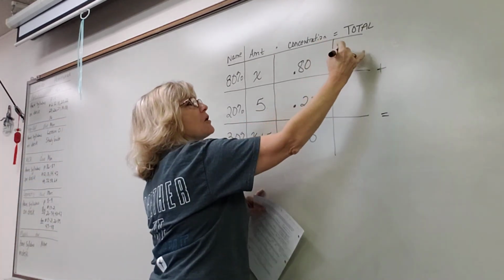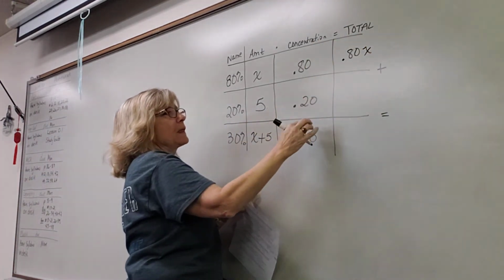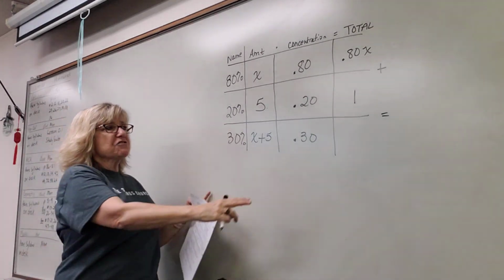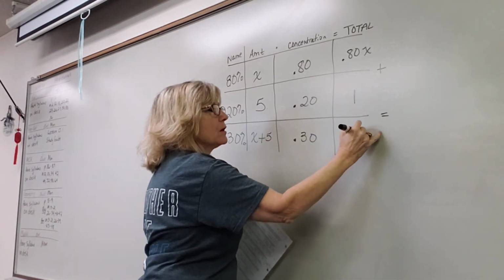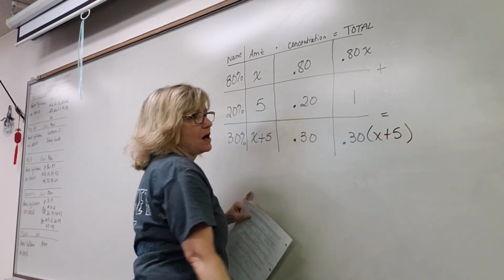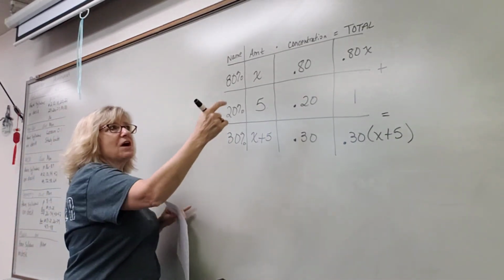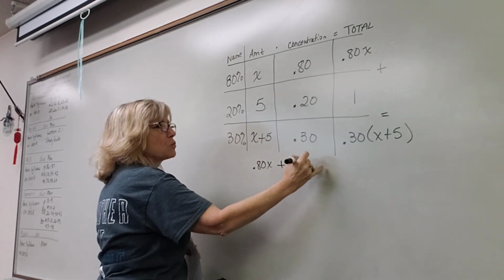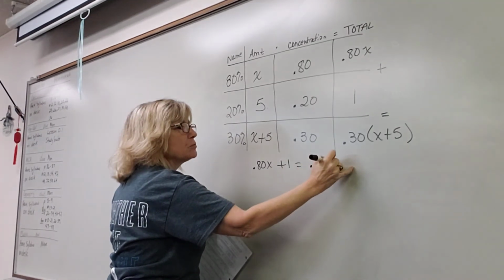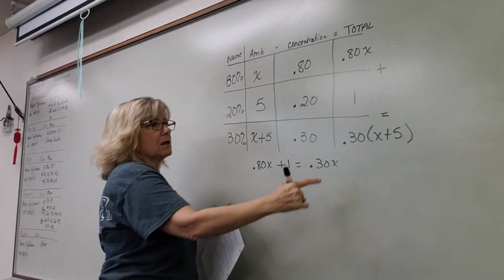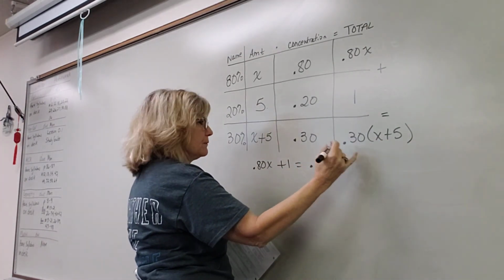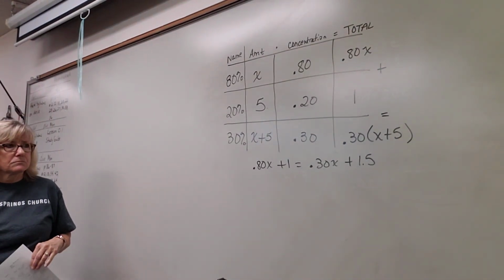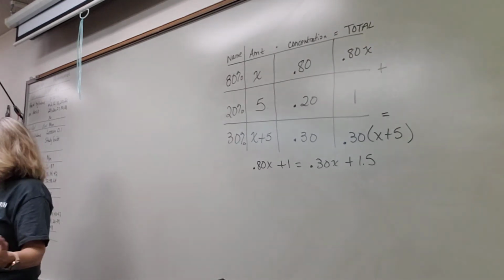So in the first box here, we're going to say 0.80 times X. Here we're going to say 5 times 0.20, which would just be 1. The last one is going to be 0.30 times X plus 5. So now my equation is going to be, the first box in the last column plus the second box equals the third one. And I'm going to go ahead and distribute that 0.3 times 5, so this should be plus 1.5, correct? Yeah. And then we just simply do our math.